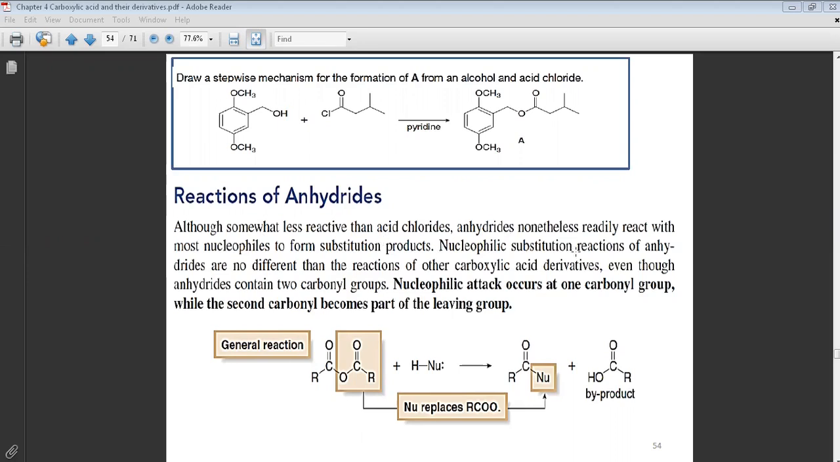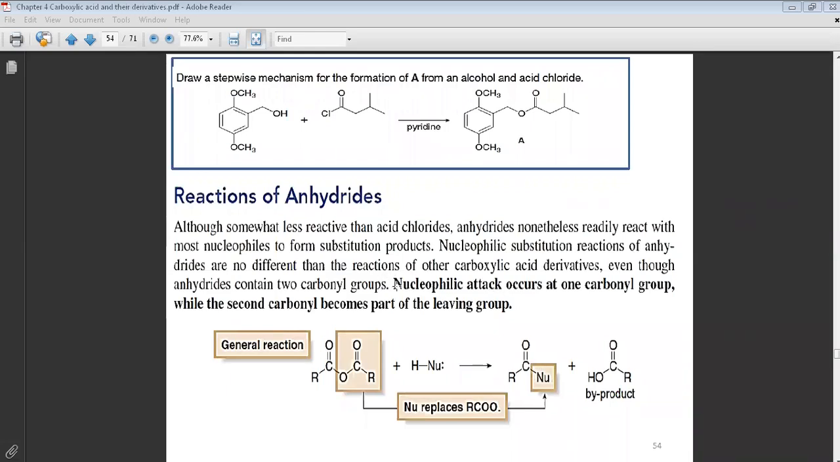Nucleophilic substitution reactions of anhydride are not different from the reactions of other carboxylic acid derivatives. The same mechanism, we have a new nucleophile. The nucleophile will attack this carbonyl group, and then the leaving group will go out from the structure to give you the substitution product.